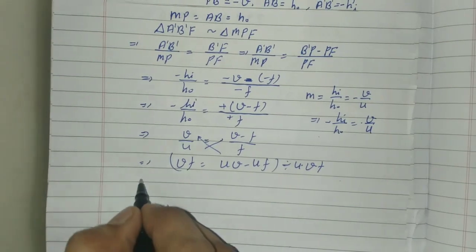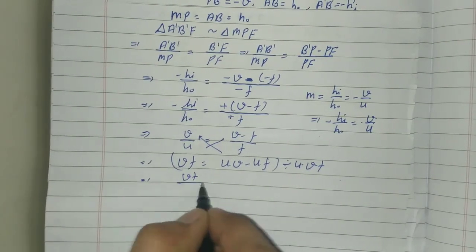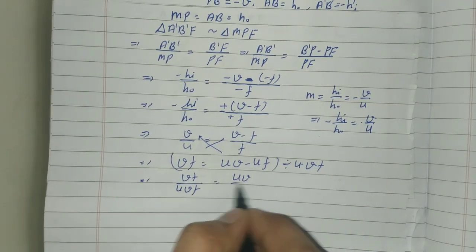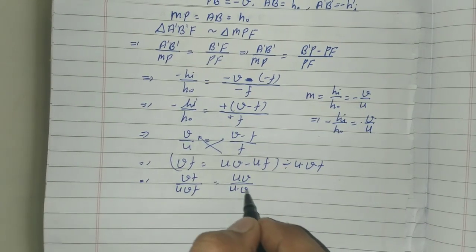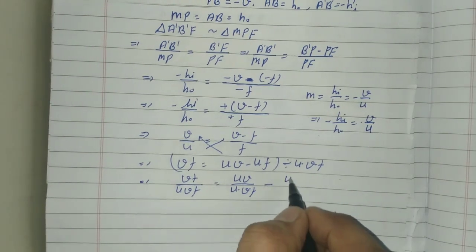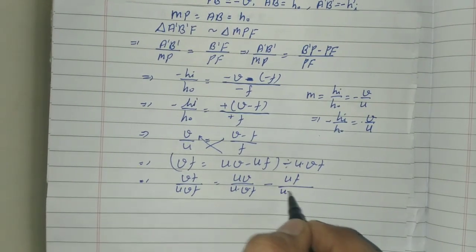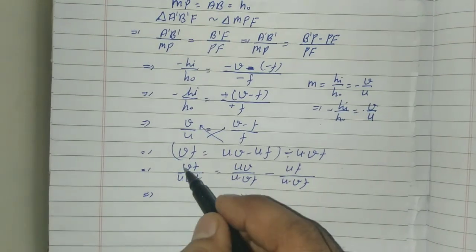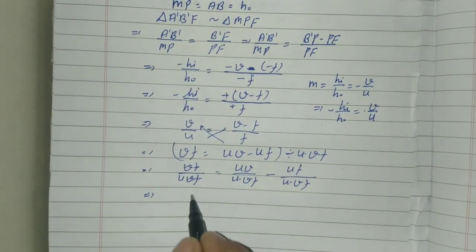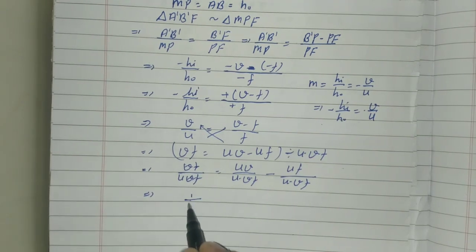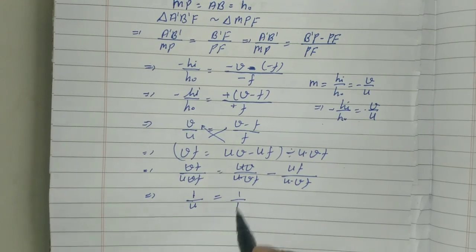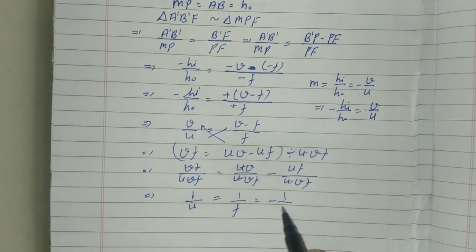We will get VF upon UVF is equal to UV upon UVF minus UF upon UVF. This implies here V cancels V and F cancels F. We will get 1 upon U is equal to, here these two cancel, we get 1 upon F is equal to minus 1 upon V.